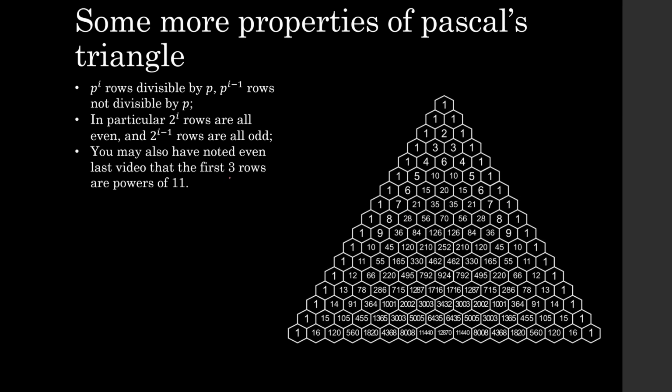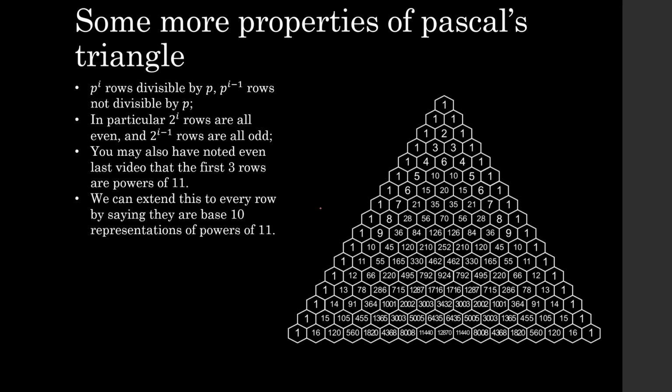Now you may have noted, even in the last videos, that the first 3 rows are powers of 11. 1 is 11 to the 0, 11 is 11 to the 1, 121 is 11 squared, 1331 is 11 cubed, and so on. And if you really know your powers of 11, maybe you'll know that 14641 is 11 to the 4. And so, we can extend this.